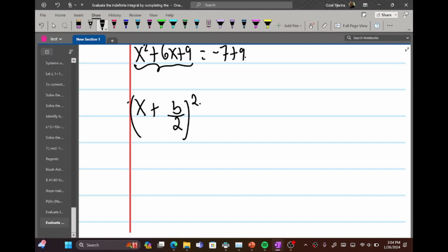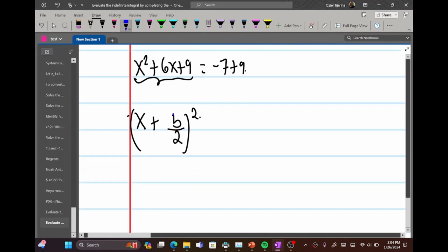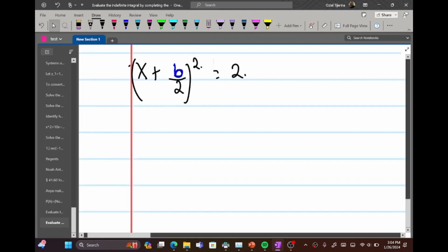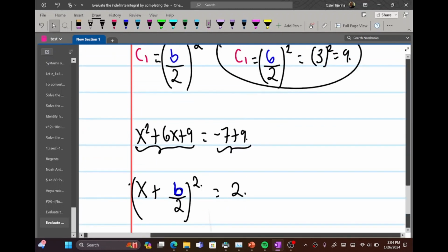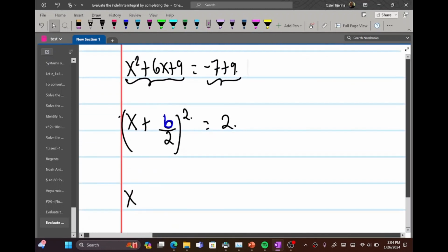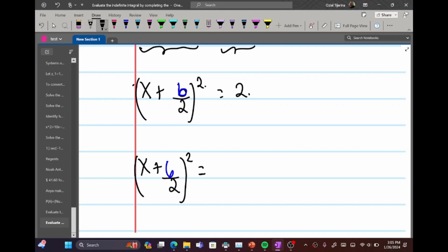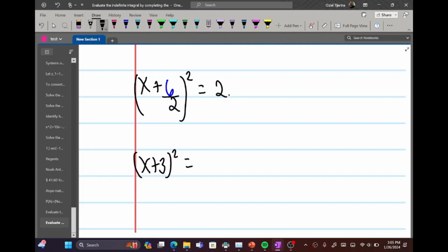Yes. And so I know again that my b term was 6. So I'm just going to go ahead and put this in here. And I know that this is equal to 2 because negative 7 plus 9 is 2. So then we have x, and it's going to be plus 6 over 2, right? Squared is equal to 2. Now, here we're going to have x plus 3 quantity squared is equal to 2.